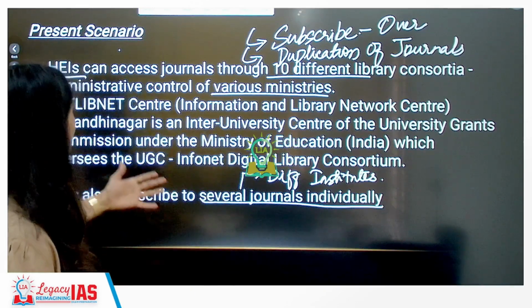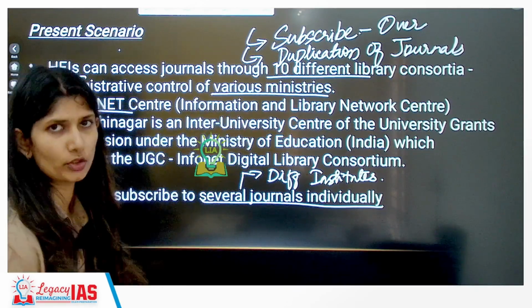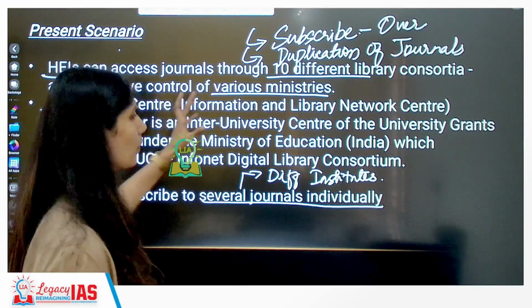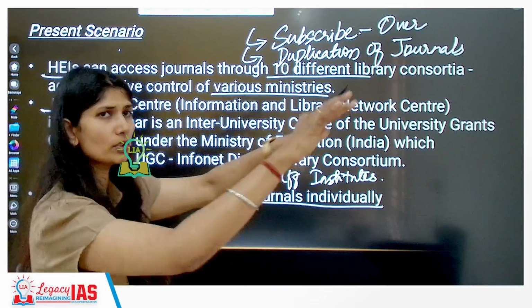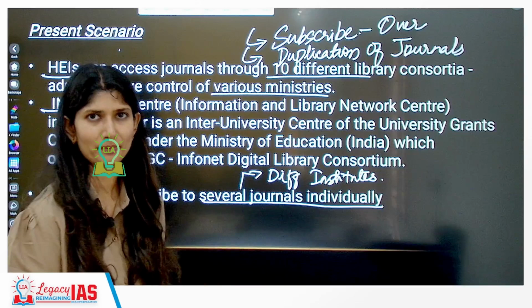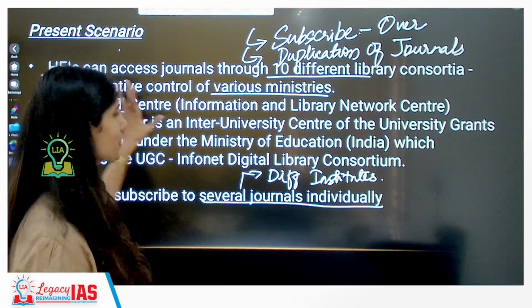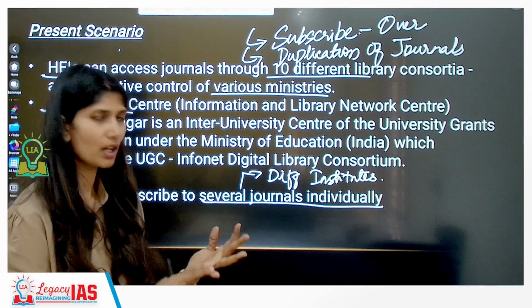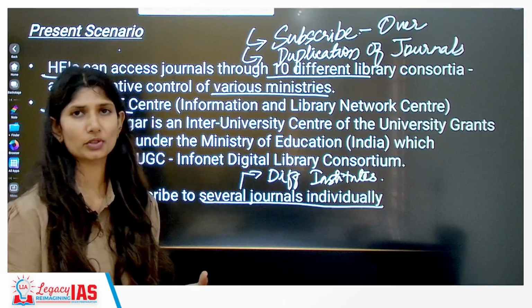Now presently also we have INFLIBNET, or the Information and Library Network Center, again in Gandhinagar, which used to overlook two or three universities. But now with this scheme, this will look into the overall complete scheme. Full details we will discuss further. Okay, this was the present scenario. Over subscription, under subscription, duplication of journals, and individually having to subscribe to journals.